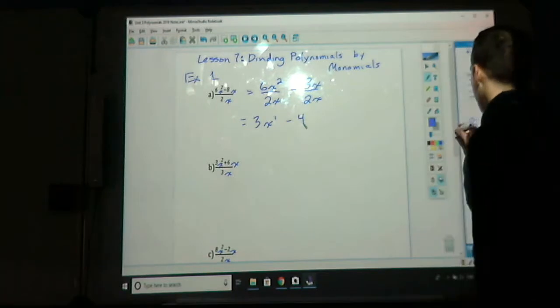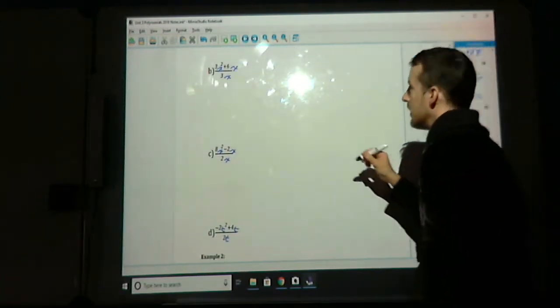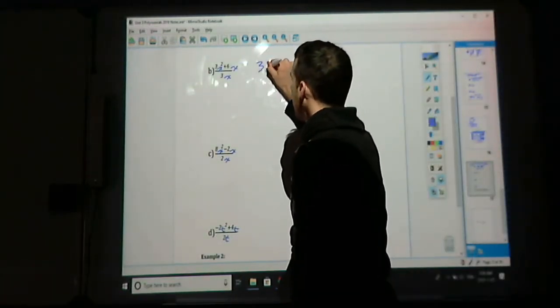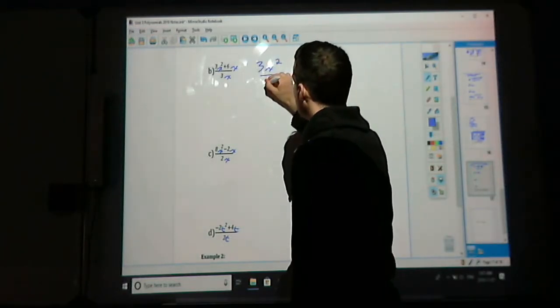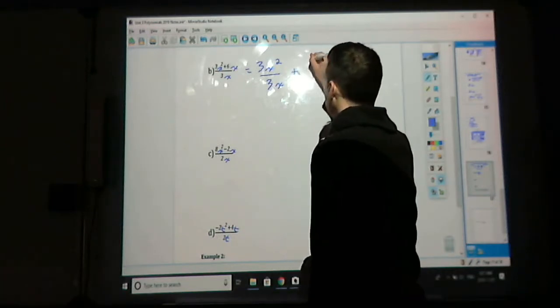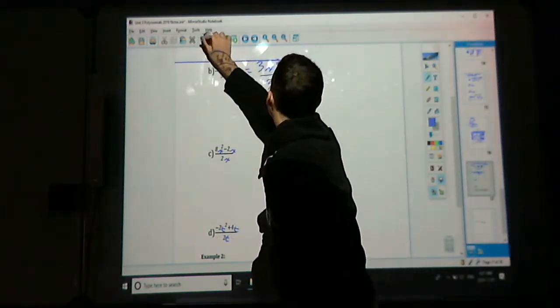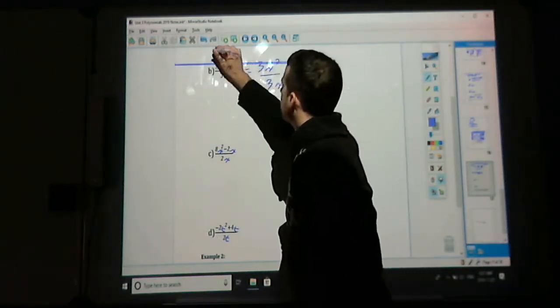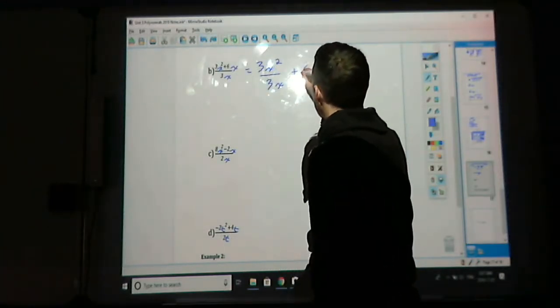Okay, let's try another. So here, same thing, we can split it up over 3x plus 6x. Classic. We're going to go down here.